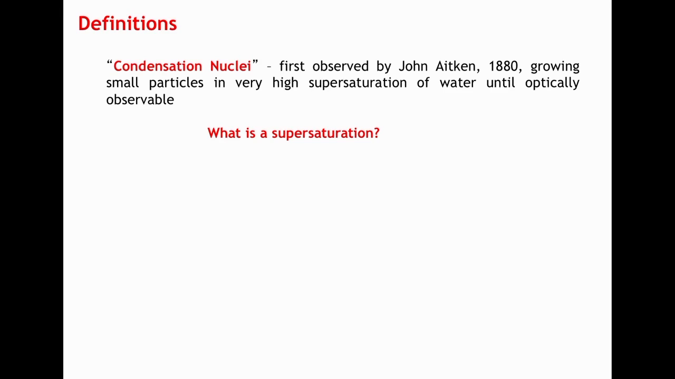Now, the first time these were explicitly detected, solid and liquid particles in the atmosphere, was by a guy called John Aitken in the late 1800s. He discovered them and called them condensation nuclei. Do we know why he called them condensation nuclei? Well, the reason was that if you put air into a very high supersaturation, then you could see particles that were optically detectable.